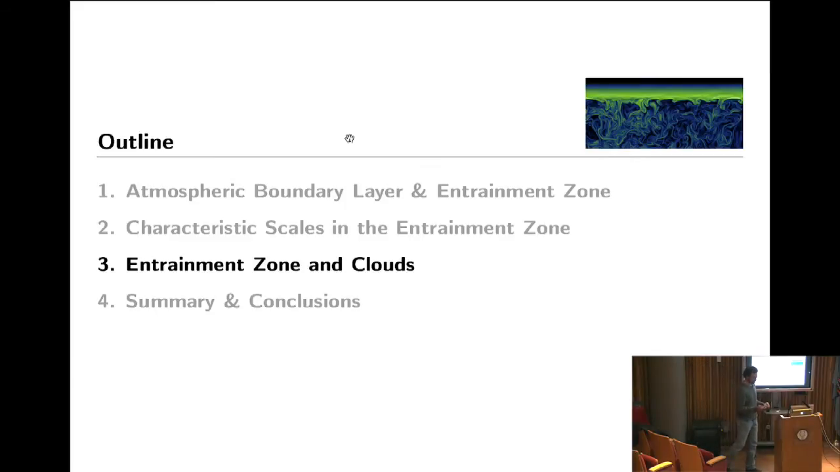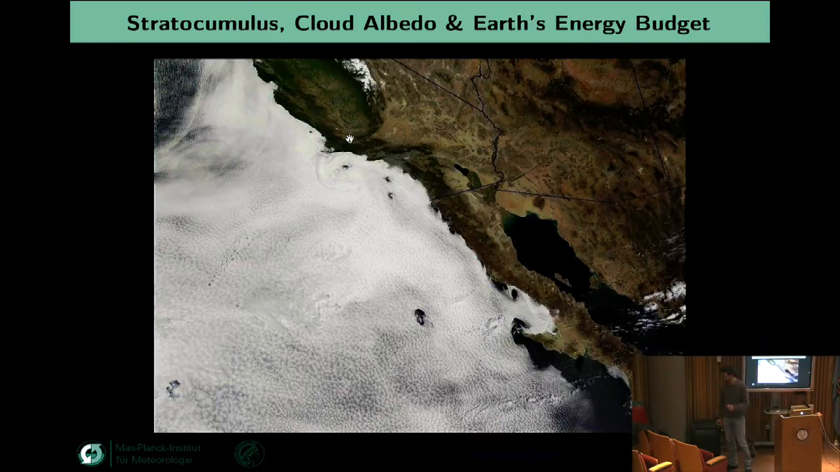The cloud. So why is it important in the first place? I've already shown you a picture in the beginning, in the introduction. That was these low-level stratiform clouds in front of the Canary Islands. Those are these stratocumulus clouds. And the point is that they are huge. This is the peninsula of California, the case, San Diego.